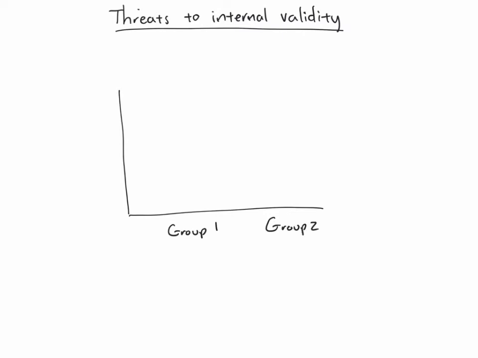And let's say that we're going to give them some kind of treatment. So we'll give group 2 the treatment, and we'll give group 1 no treatment. Or we might give them some kind of placebo treatment to compare it with, but we don't need to worry about that here. So we're going to give group 2 the treatment and group 1 no treatment, and we're going to see what the effect is on the dependent variable.